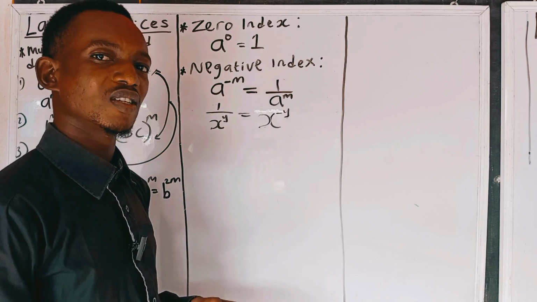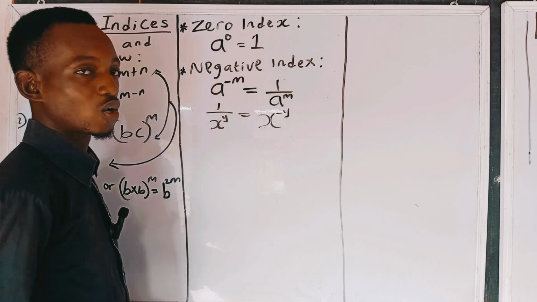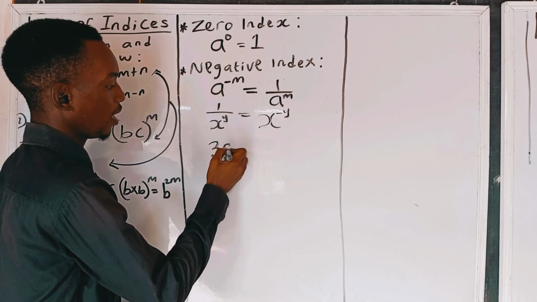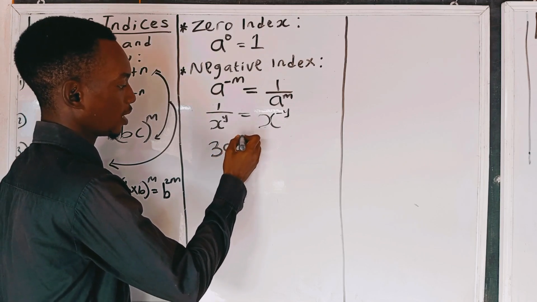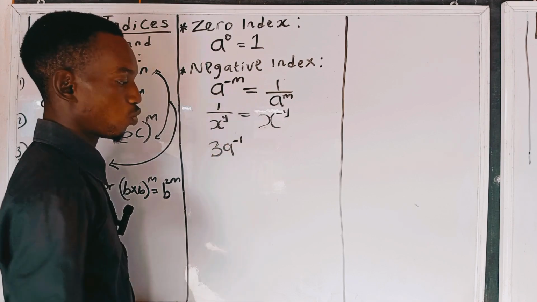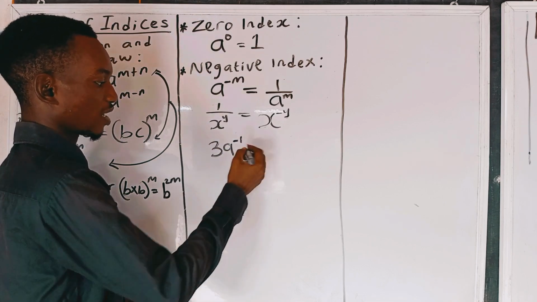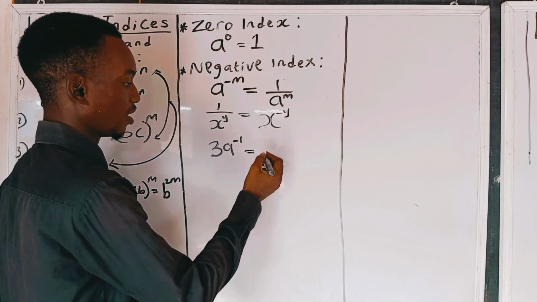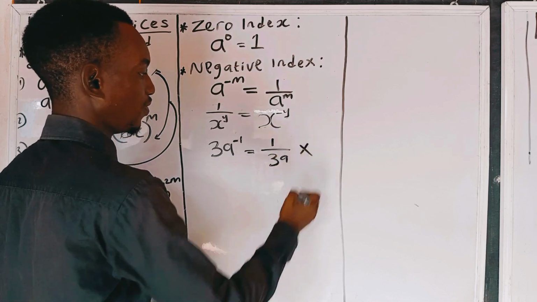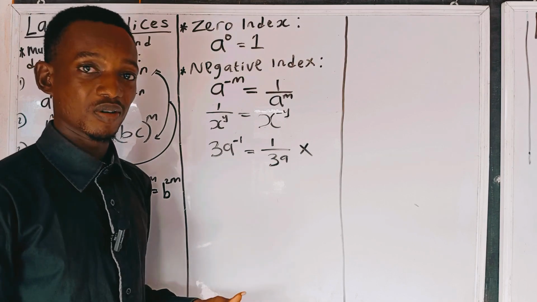Now, what are some of those errors that students can make? For example, when these have a coefficient, let's say we have something like 3a to the power of negative 1. When students want to convert this, they'll say 1 over 3a. This is very, very wrong, it's a mathematical blunder. Are you following?